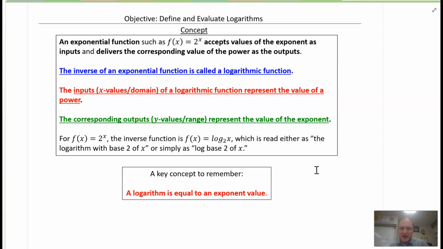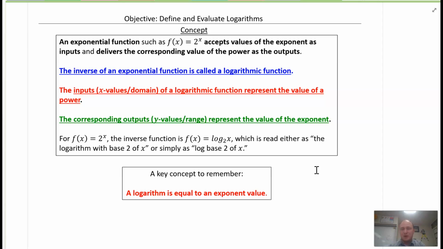All right, so let's start off with an exponential function. A function such as 2 to the power of x accepts values of the exponent as inputs, and then it delivers corresponding values of the power as outputs. Well, the inverse of an exponential function, as I said, is a logarithmic function. Can you say that? Logarithmic function. The inputs of a logarithmic function represent the value of a power, right? So inputs and outputs switch with an inverse function. Okay, the corresponding outputs represent the value of the exponent. And this makes sense, and I'll show you a diagram. There's also one right behind me here on the board that again shows this relationship.